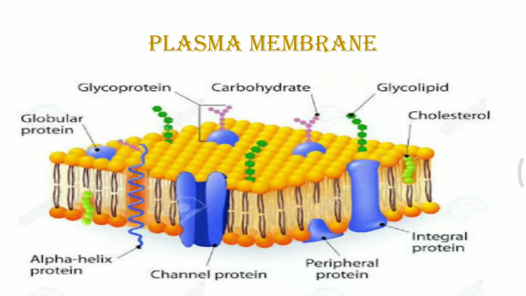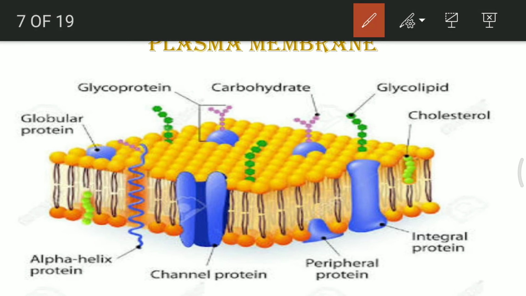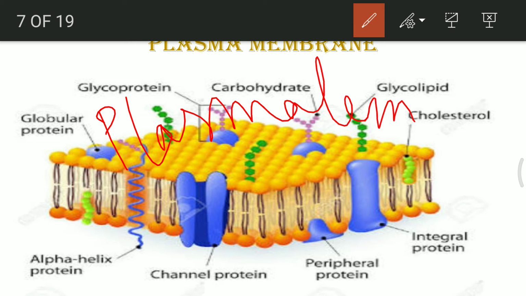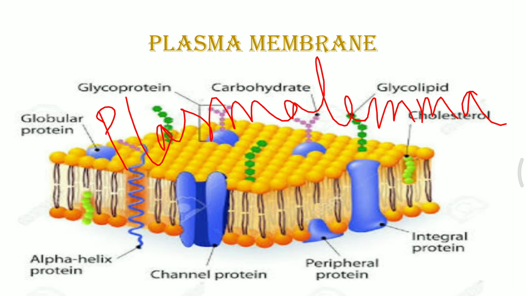The plasma membrane has three names: plasma membrane, cell membrane, and plasma lemma. Now, with these three names, there is one thing which comes into account: what is the function of plasma membrane? As we are aware that it is a selectively permeable membrane, so movement of any substance inside the cell or outside the cell is all dependent on the plasma membrane.